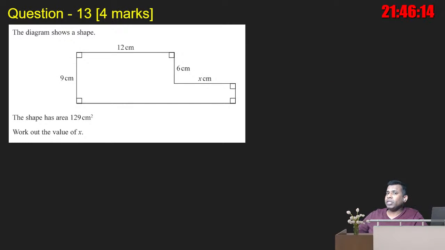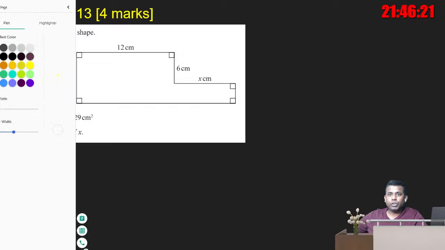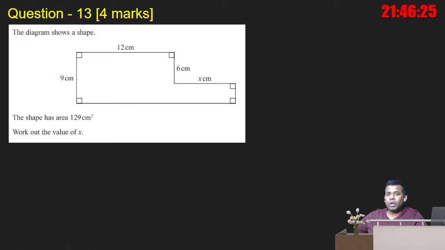The diagram shows a shape, right? It looks like two rectangles joined together. So I'm just going to choose a color to work on this one. The shape has an area of 129, and work out the value of x, right? So I'm going to divide this shape into 2 parts, right? And now what is the answer for this one is 3.